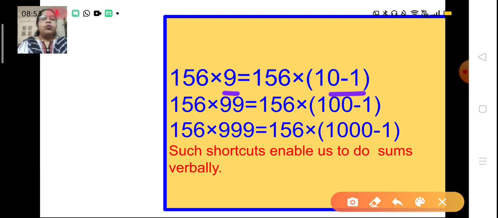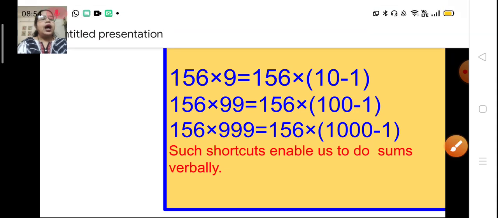Now the next one is 156 multiplied by 99. Same method. 99 will be taken as 100 minus 1. And then 156 multiplied by 999. Again 999 we will take as 1000 minus 1. Such shortcut methods help us to solve the sums easily, and we can even do them verbally. So let's see how we solve them.